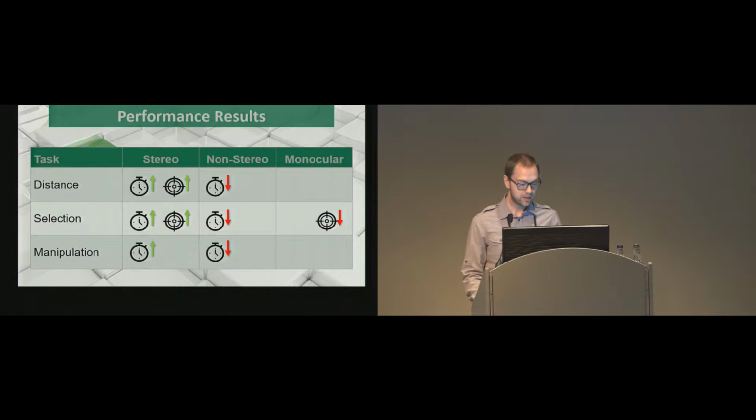So for performance, results were much clearer. Stereo improved time and accuracy in most of the tasks we tested, whereas non-stereo was detrimental to performance. We found no change in accuracy for the manipulation task, which was similar to that of the original augmented reality study using this task. This may be due to the high difficulty of the task, particularly for novice VR users.